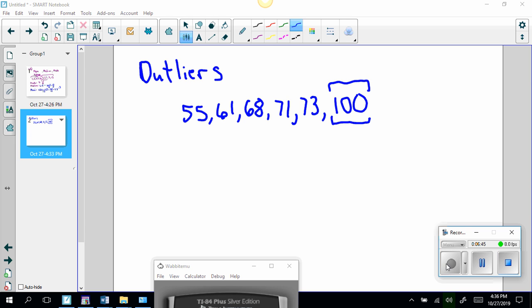But anyway, what I'm going to do is of this set, I'm going to find the mode.